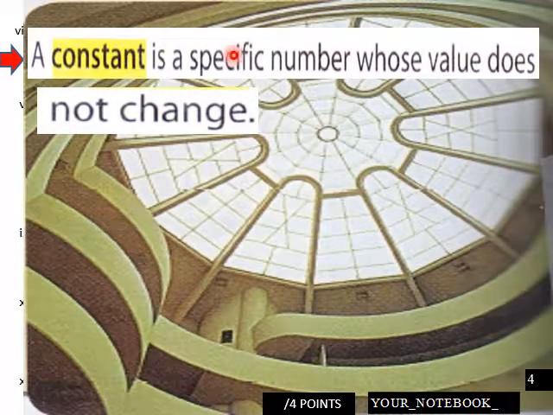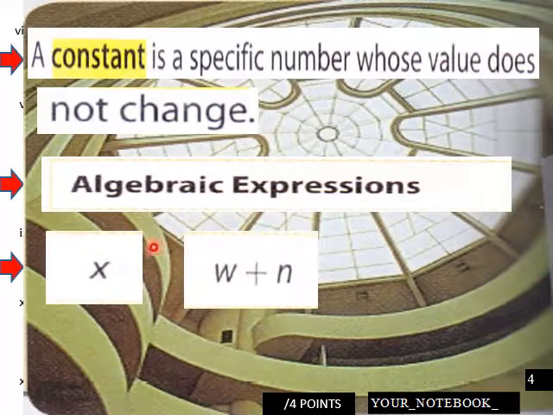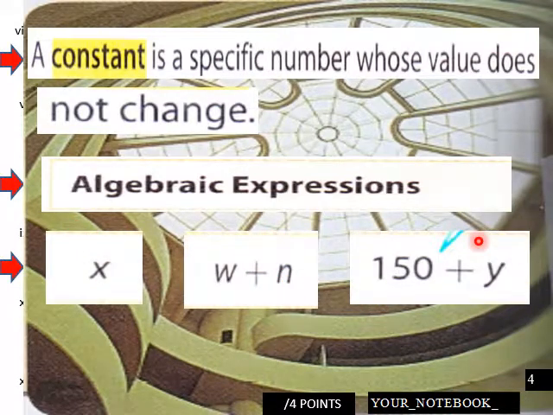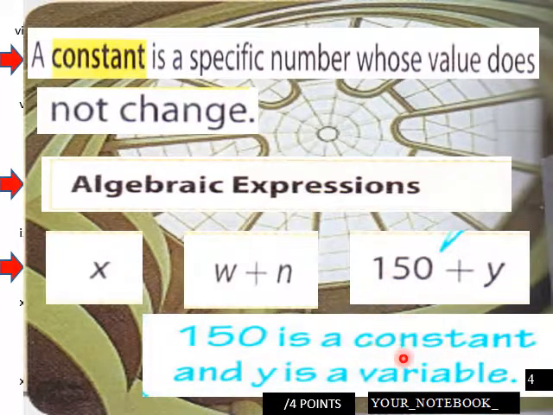Page 4, notebook. A constant is a specific number whose value does not change. That's why it's called a constant. Algebraic expressions, here's x, w plus n, 150 plus y, algebraic expressions. 150 is a constant, and y is a variable.